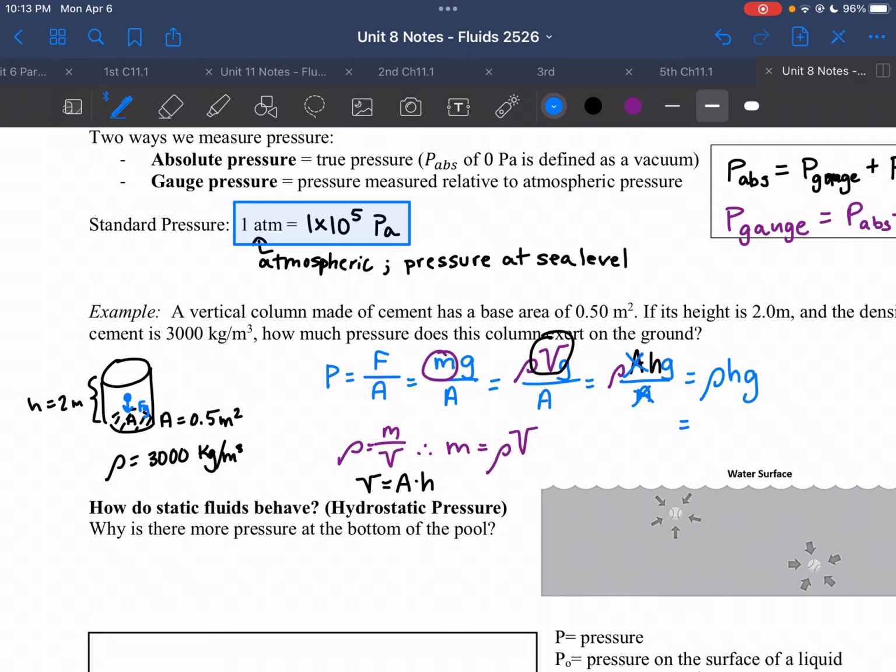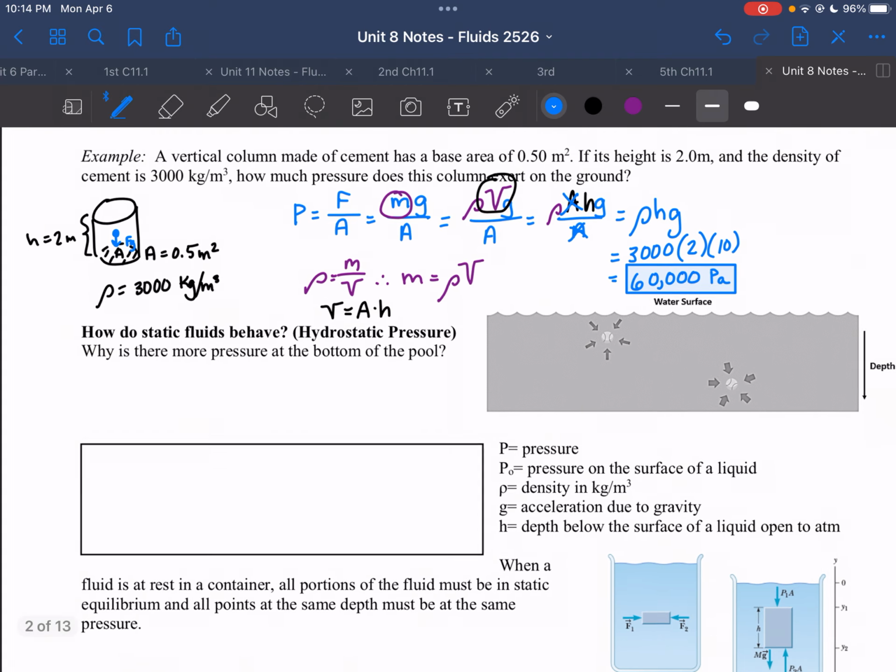Now all I have to do is plug this in. My density I know is 3,000. The height is the height of my cement block, which is 2. And then last is the acceleration due to gravity, which is 10. When you plug this in, we have 60,000. And then the units for pressure are pascals, Pa. So that means it is doing 60,000 newtons per meter cubed. Or sorry, newtons per meter squared. It's doing 60,000 pascals.